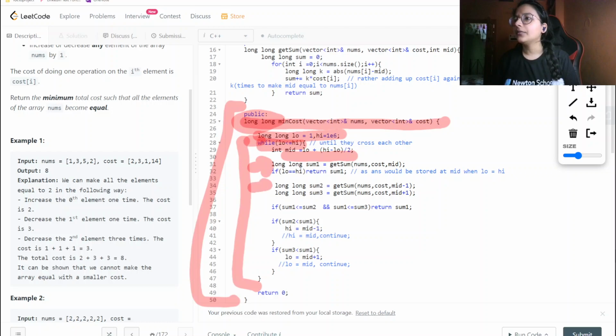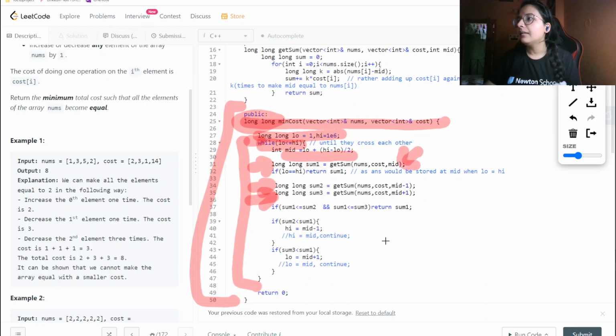And now here we are basically calculating three types of sum. These three types of sum are basically for mid, mid minus 1 and mid plus 1, because we are required to find the median, right? So that's why we are required to go ahead with this type of approach.